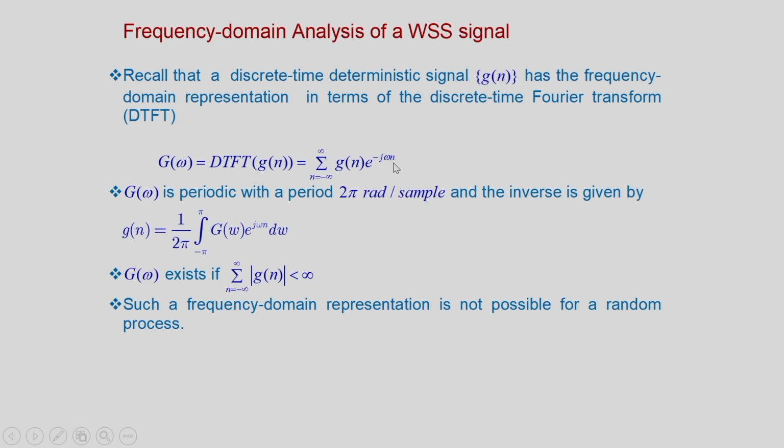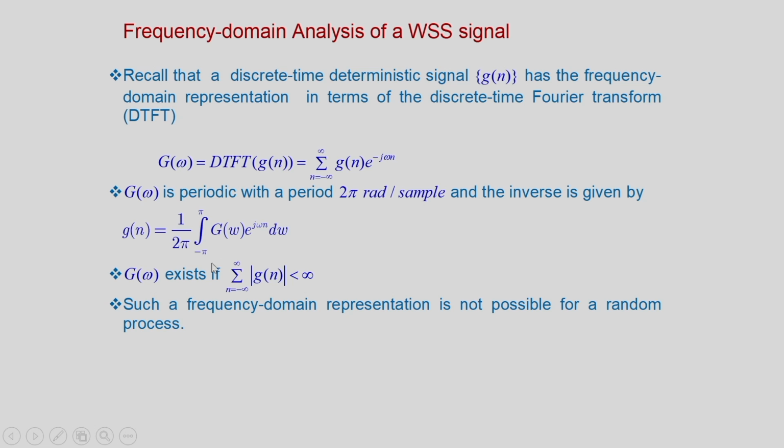And it is easy to see that G(ω) is periodic with period 2π radian per sample. The unit of ω is radian per sample. So, G(ω) is periodic, therefore, we can find the inverse by this relationship: g[n] is equal to 1 by 2π integration from minus π to π of G(ω) e to the power jωn dω. So, we will integrate over dω, we will get g[n]. g[n] and capital G(ω) form a Fourier transform pair.